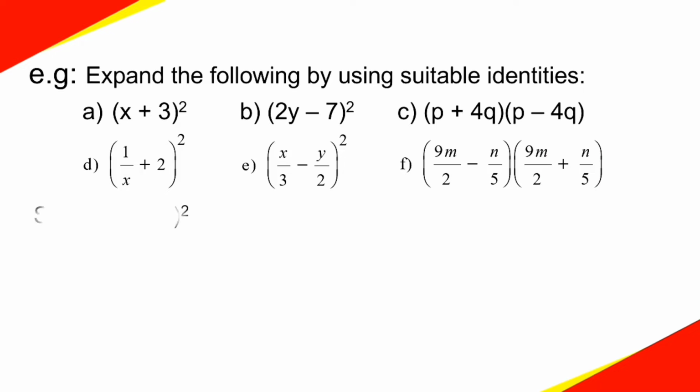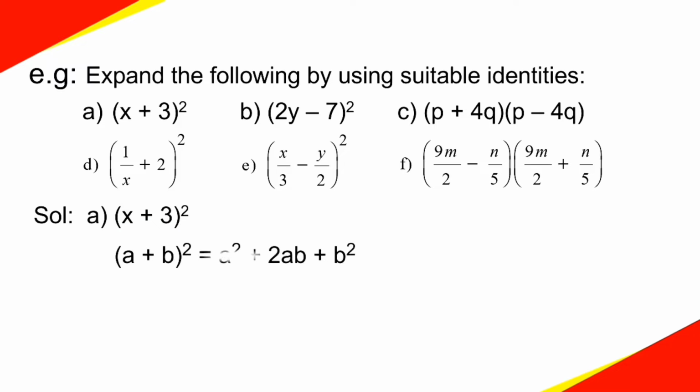Now we are going to solve option A, that is (x + 3)². So it is in our formula. What is that formula, sir? Right, that is (a + b)² = a² + 2ab + b². Now once we compare it, the x value is a, and the b value is 3. Now I am going to substitute in the formula. When I substitute in the formula, what is the value of a? A value is x, b value is 3.